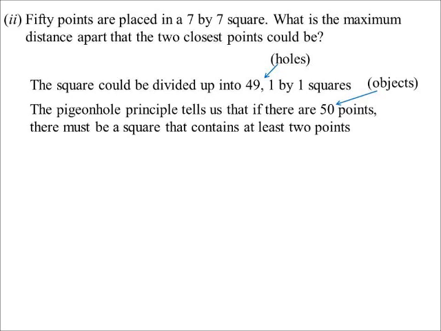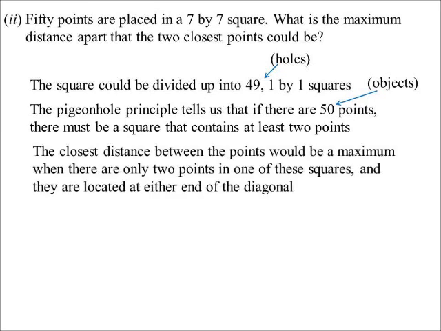Well, I know that inside an individual square, the closest distance between the points would be a maximum when there's only 2 points in the square. So I'm looking at that square now that has 2 points in it. And the question is, what's the maximum distance apart the points could be? Well, if they were sitting on the ends of the diagonal, that would be the furthest apart they could be. Because if I was to place them anywhere else, they'd be closer than the length of the hypotenuse, and we know the hypotenuse is going to be the greatest side of a triangle. So a little bit of Pythagoras there, I can work out the square root of 2.